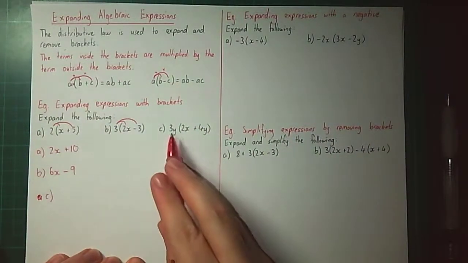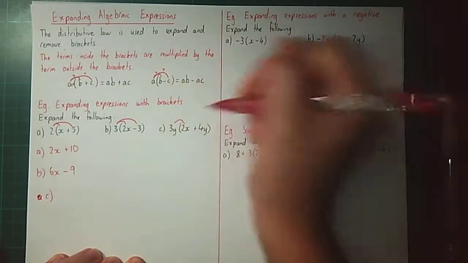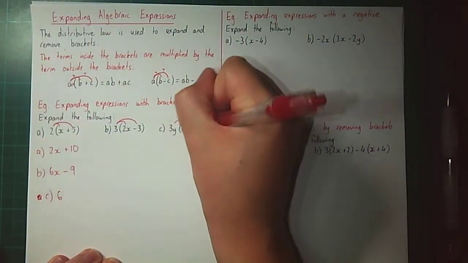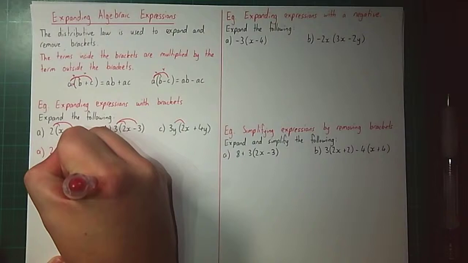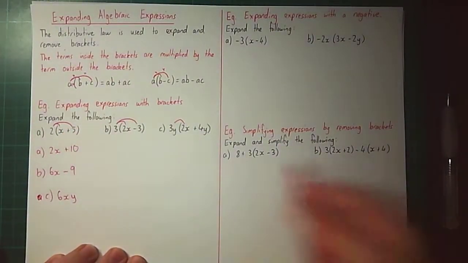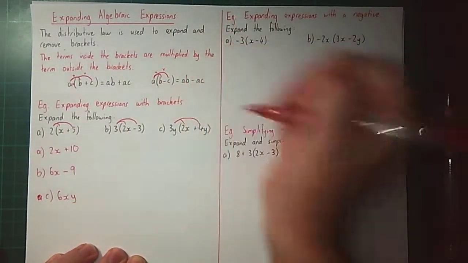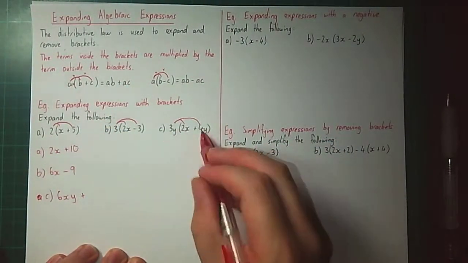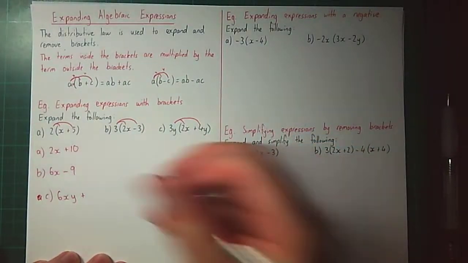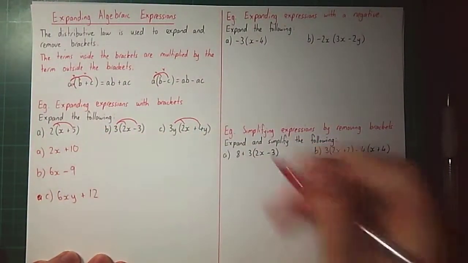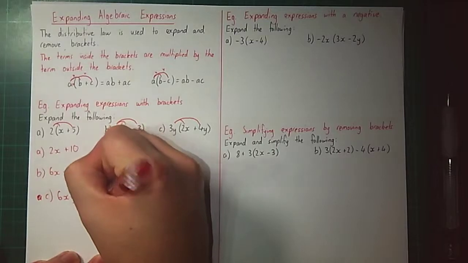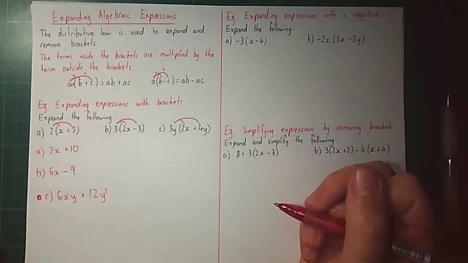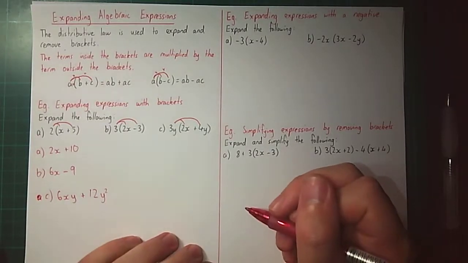For C, we've got 3y times 2x. We'll do the numbers first. It's 3 times 2, that's 6. And then we've got x times y. They're different letters, so we're just going to have xy. Then we've got 3y times 4y. So it's positive because they're both positive. We've got 3 times 4. That's going to be 12. Then we've got y times y. So that's y, and there's 2 of them, so it's y squared. And there's no like terms, so we're done answering that example.